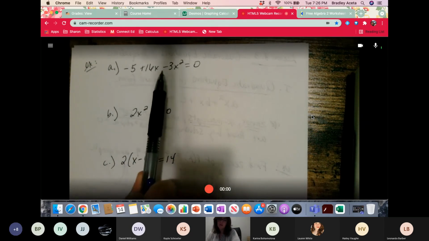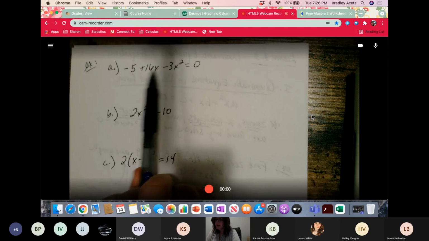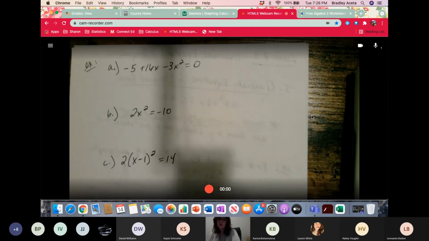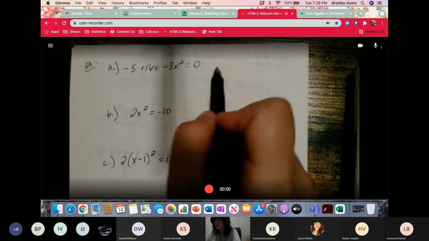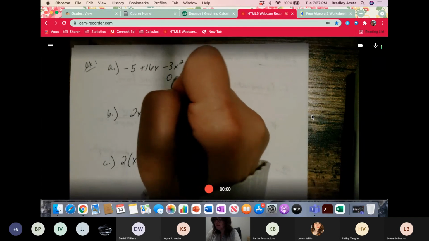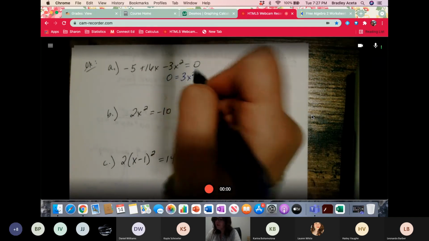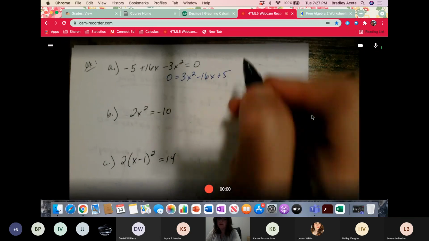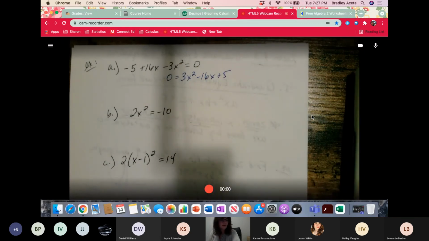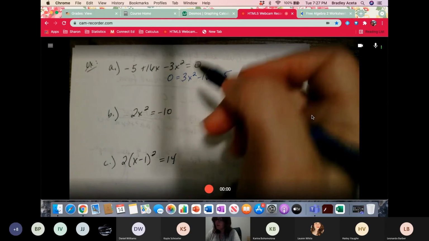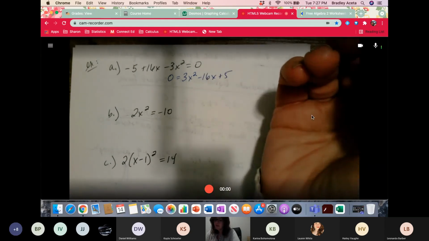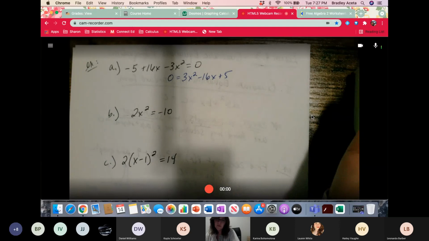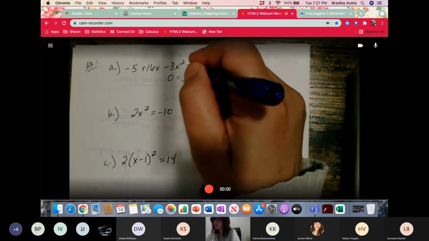First of all, I like my x squared to be positive whenever I can, and I like it to go in descending order. So I'm going to move all of these over to that side and put the 0 on this side. So I'm going to have positive 3x squared, minus 16x, and then plus 5. And now I'm going to factor this because, again, that's my go-to. I like to factor. You could use the quadratic formula, but factoring is so much easier.